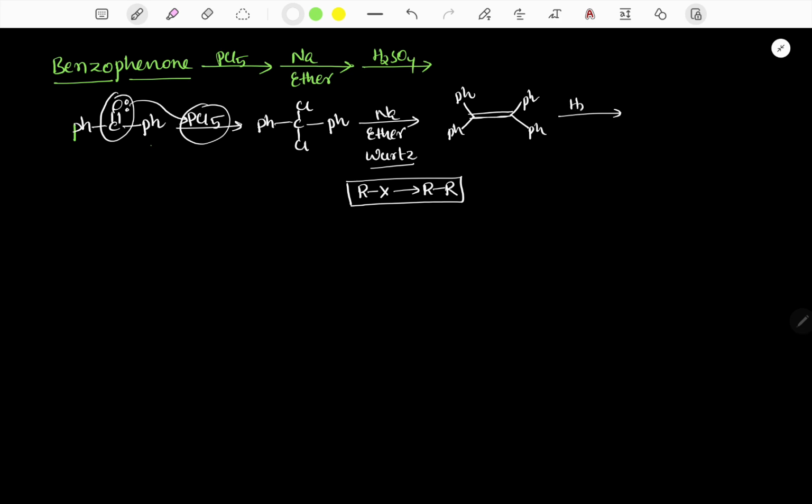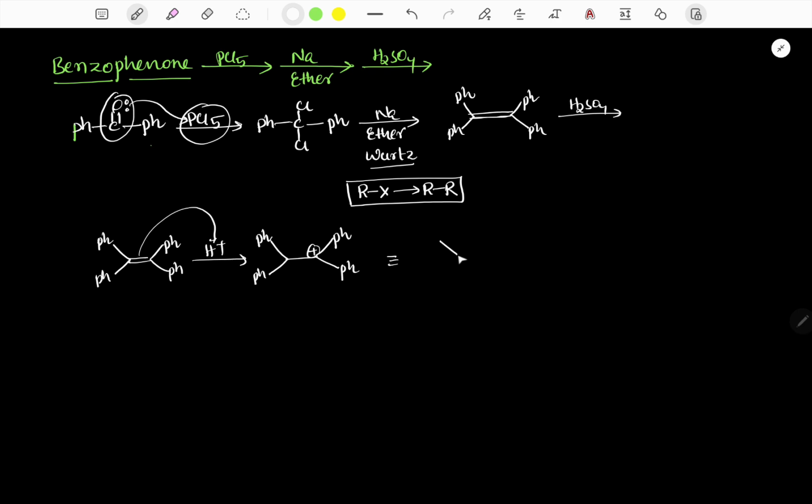Now it is treated with H2SO4. It is a little bit of an interesting reaction. So here, Ph double bond Ph is treated with H plus. The alkene reacts with H plus and forms a stable C plus. Now if I write the structure like this, then I can get an idea. It is a benzene, positive, and it is a benzene.